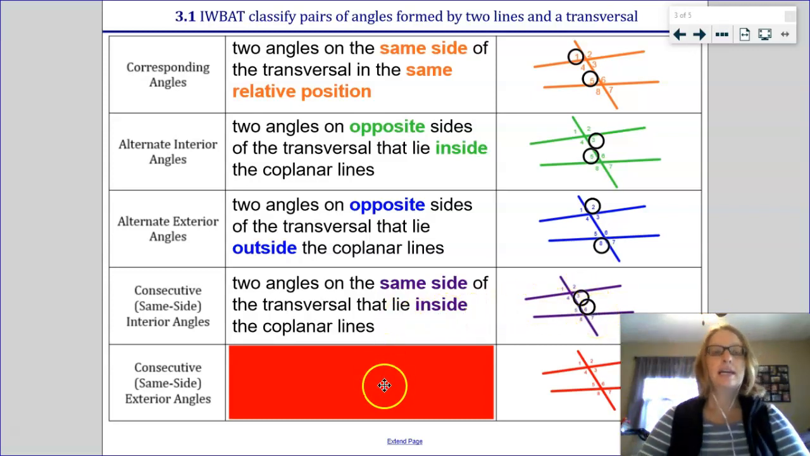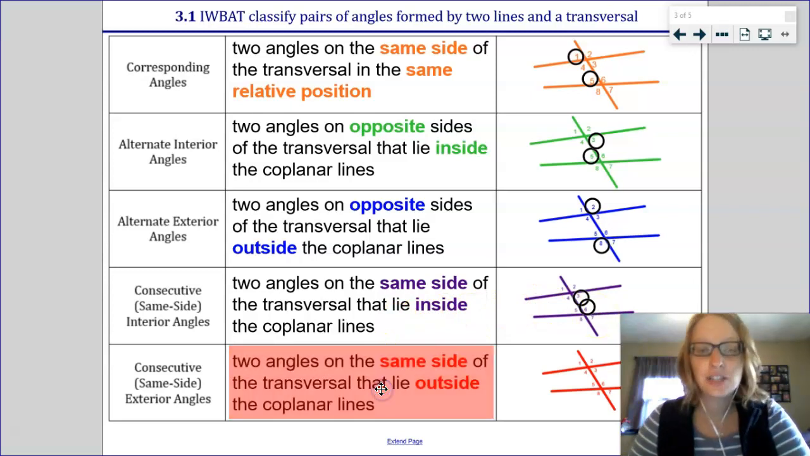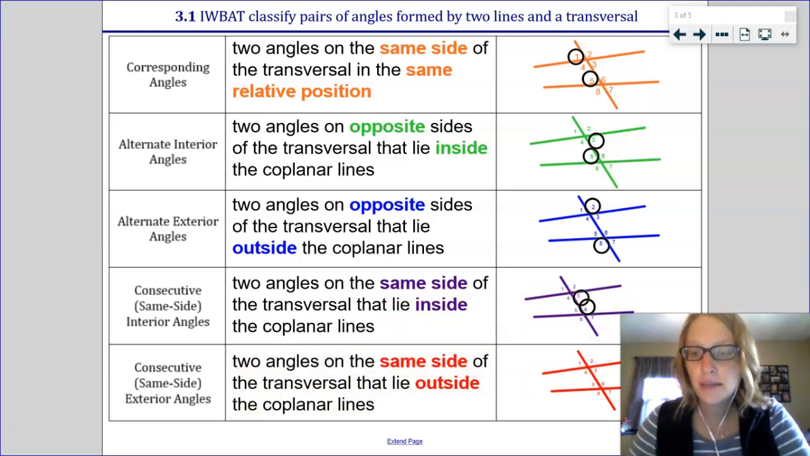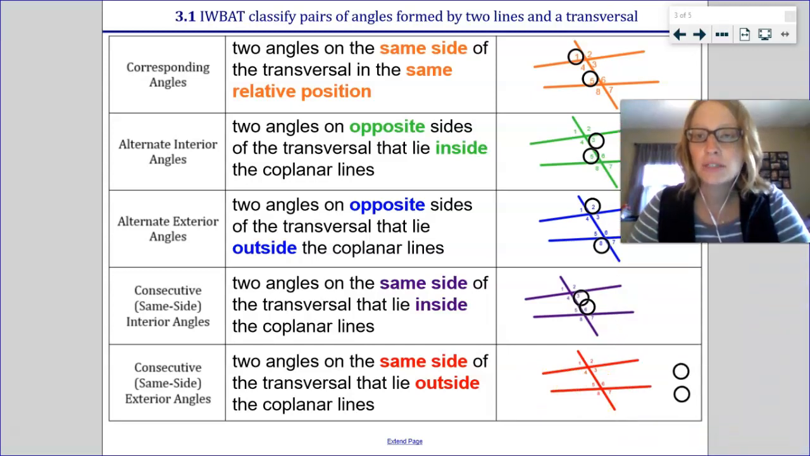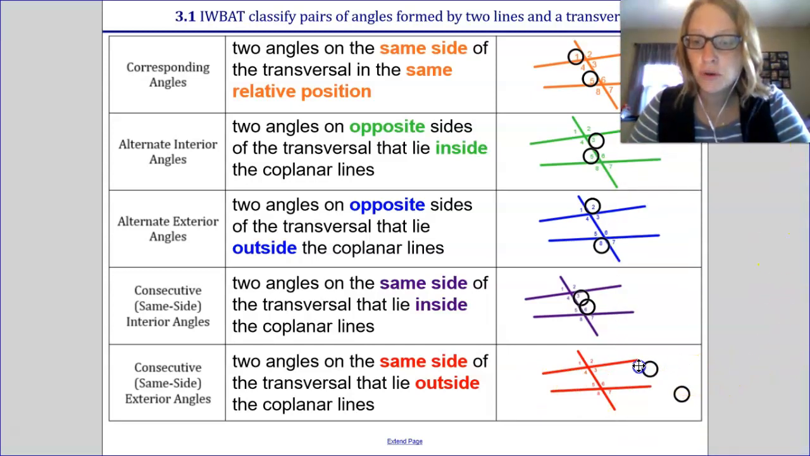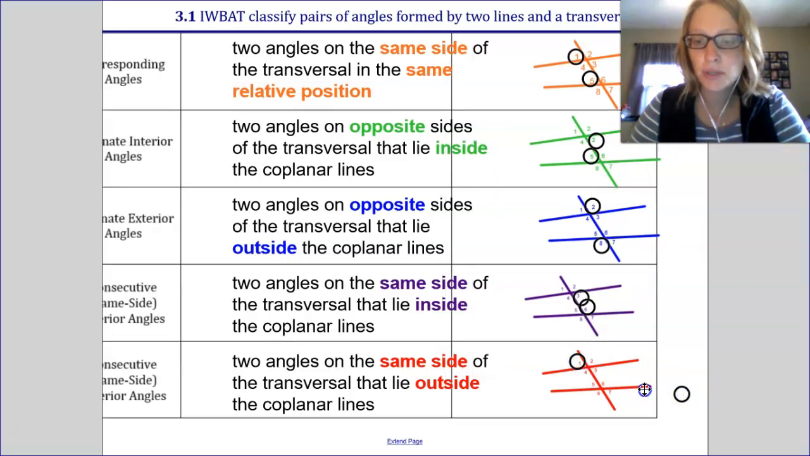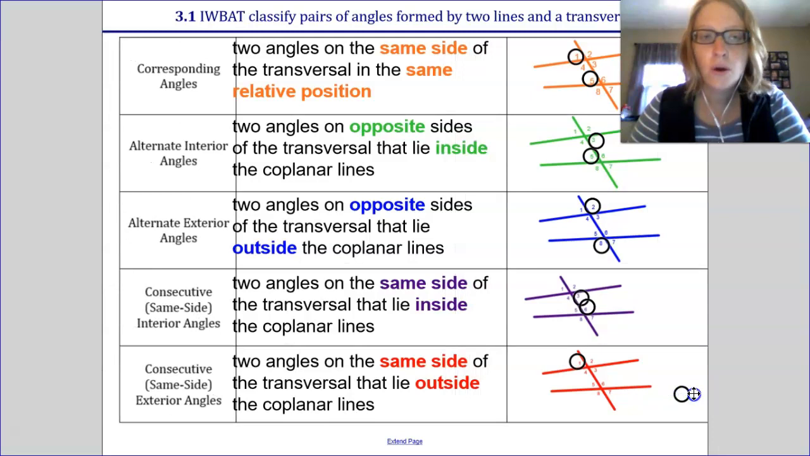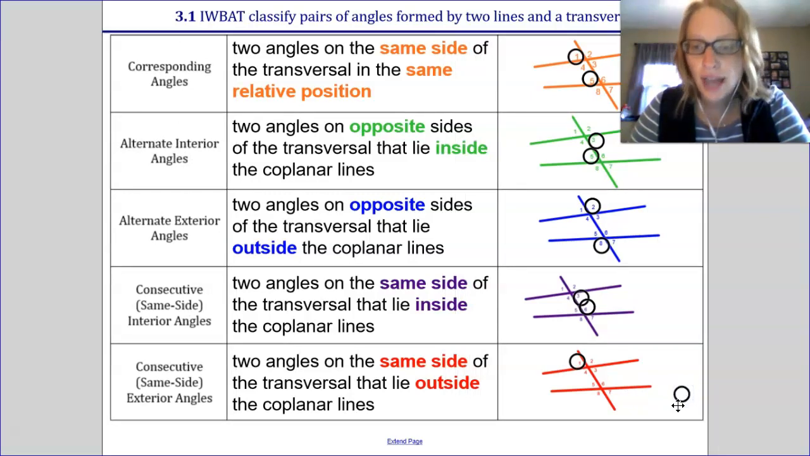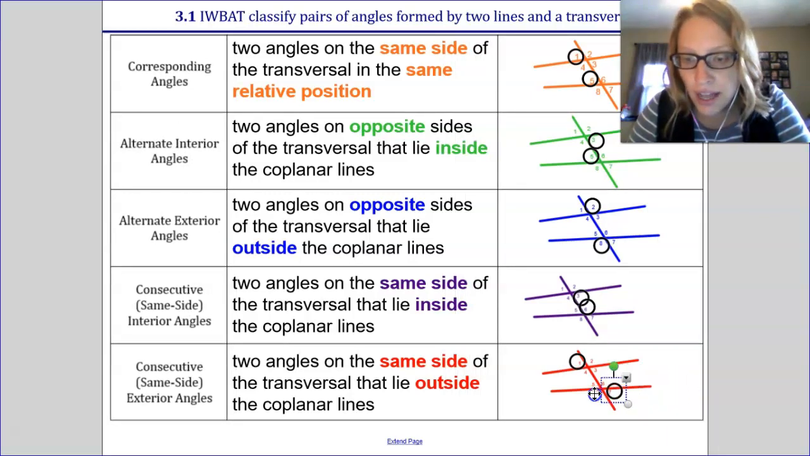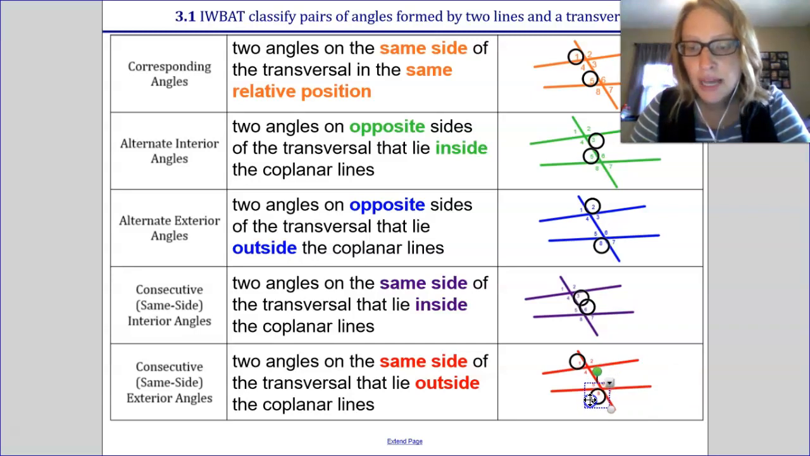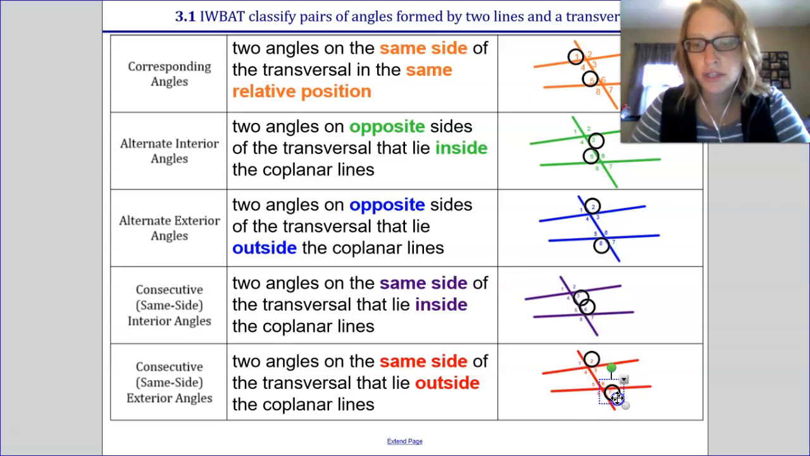And finally, consecutive same side exterior angles, still on the same side of the line, but outside of the 2 lines that cross through the transversal. So again, here we have 2 examples. You could either say angle 1 and angle 8 for consecutive same side exterior, or on the other side of the line, you could say angle 2 and angle 7 are also consecutive same side angles.